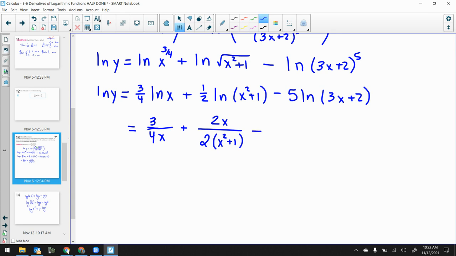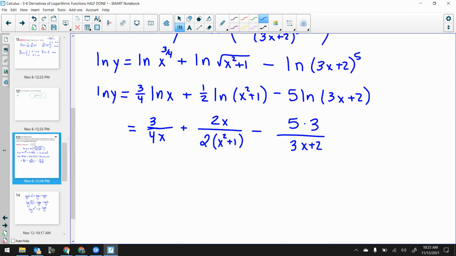And then we have minus 5 times, what's the derivative of the inside? 3, divided by the original, 3x plus 2. Now, is there something acting on y on the left side? Yes, and that's where this makes it a little bit trickier. I would love to just leave it on the right side and say that's the derivative, but I can't because I did an operation on y. So it turns into this whole implicit differentiation thing.